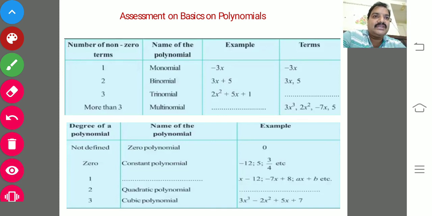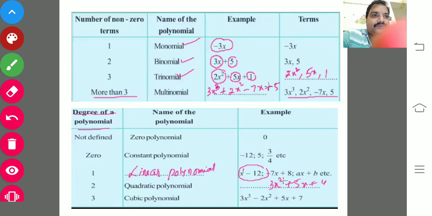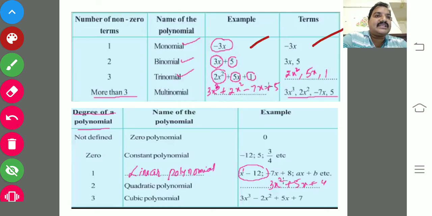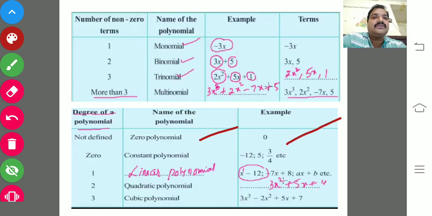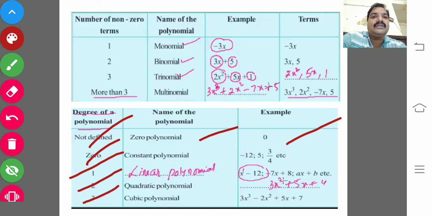Yes, let us see the answer paper. This is the question paper, now just see the answer paper. Yes, monomial example and terms, expression, terms. These are the terms, this is the binomial expression. So these are the terms, this is the trinomial expression, this is multinomial expression, these are the terms. And now zero polynomial, example 0, the degree of a zero polynomial is not defined, the degree of a constant polynomial is 0, the degree of a linear polynomial is 1, we have discussed in previous slides, the degree of a quadratic polynomial is 2, the degree of a cubic polynomial is 3.